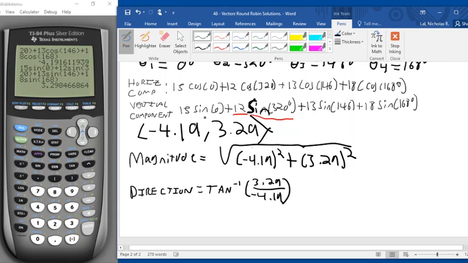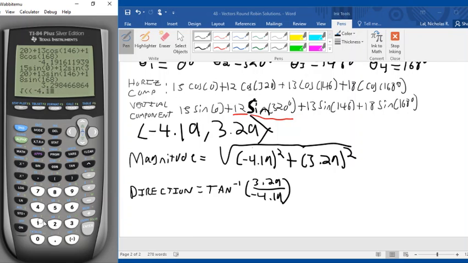Okay, so let's calculate our magnitude. Our magnitude is the square root of negative 4.19 squared plus 3.29 squared, close the parentheses. So that should be equal to 5.33.